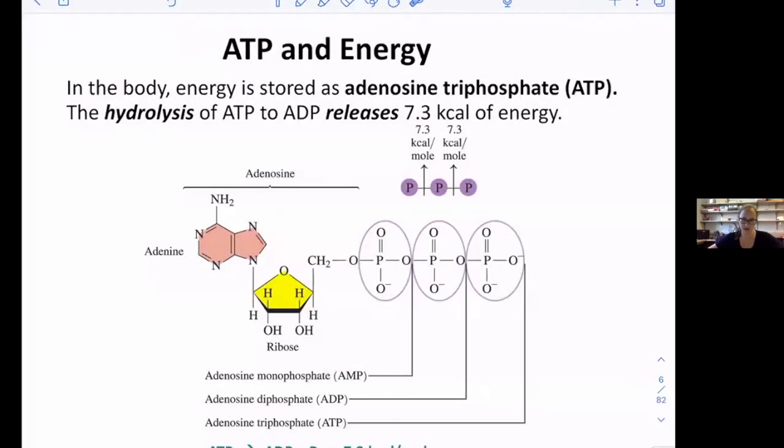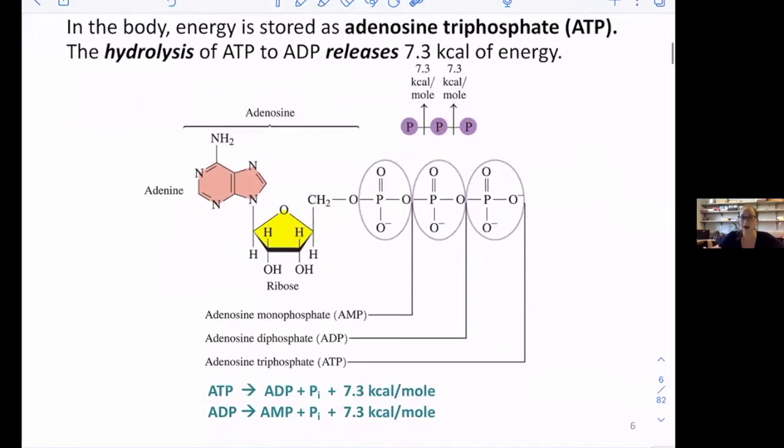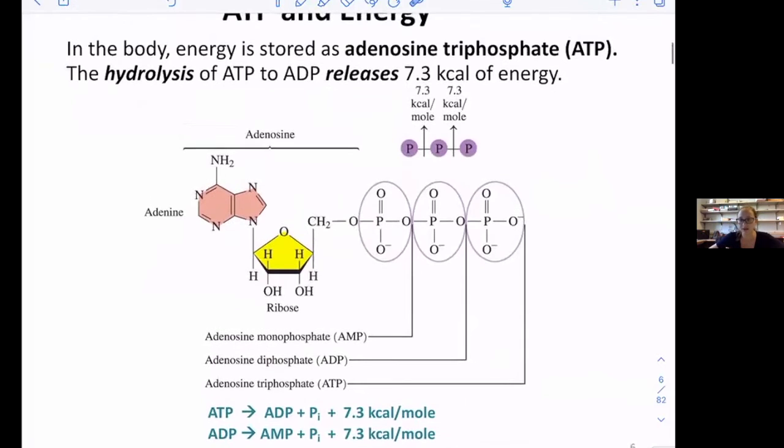So we just talked about catabolic reactions. Now we're going to switch gears a little bit to anabolic reactions. So what is ATP and energy, and where do we get it from? In our body, energy is stored as ATP. That's the structure we looked at previously. What happens is that when you hydrolyze one of the phosphates on ATP, it releases 7.3 kcals of energy.